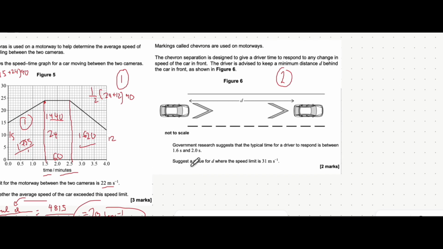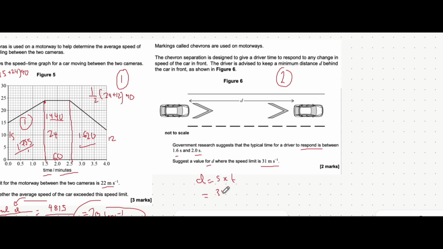Let's now move on to this next part of the question. It's told you that the separation is dependent on the response time, the time taken to initiate a response, and that the government advises between 1.6 and 2 seconds. It's a suggested value d for when the speed limit is 31 meters per second. What it's asking for is what's the safe distance for the two cars to be apart if the maximum reaction time is 2 seconds. So again, we use the fact that distance is speed multiplied by time.